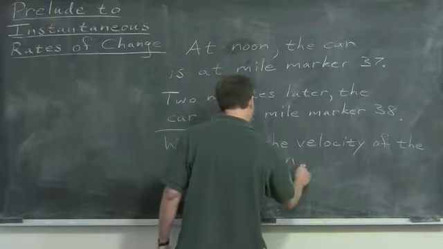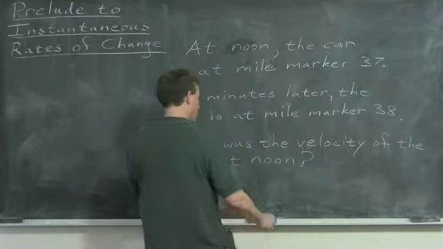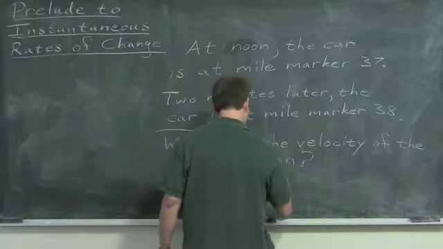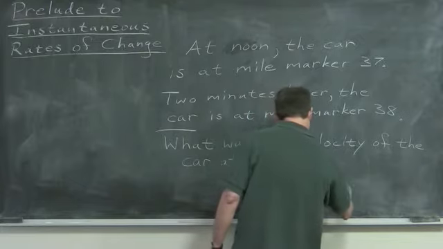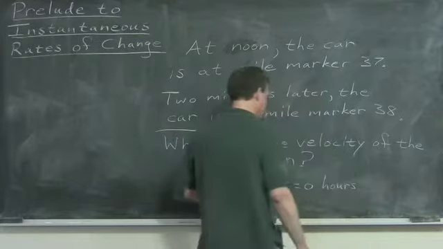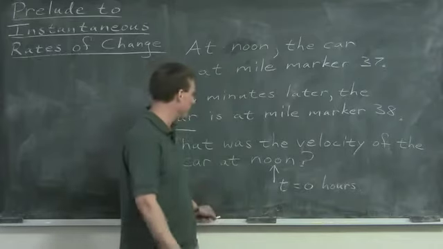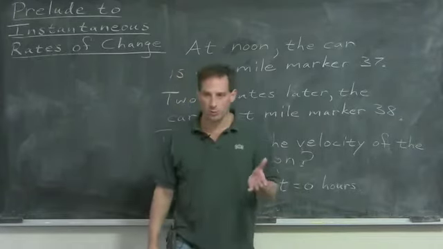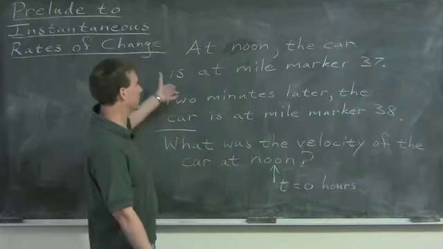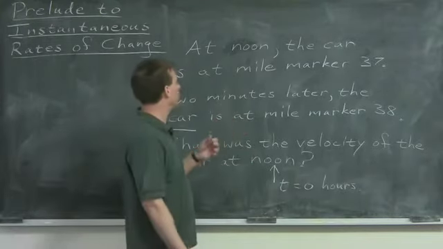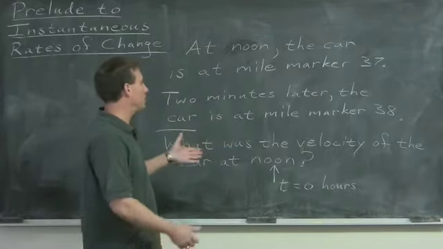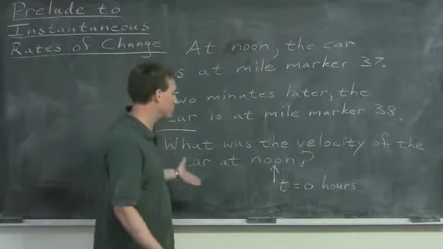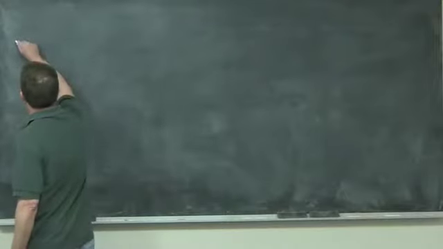And for convenience, why don't we just say that we're going to call noon our time 0. So our time is measured in hours from noon. So that t equals 0 means 0 hours past noon, so at noon. So what was the velocity of the car at noon? Well, who knows? At least this data doesn't tell you what the velocity of the car is at noon. This data, as we saw last time, tells you the average velocity of the car over those 2 minutes.